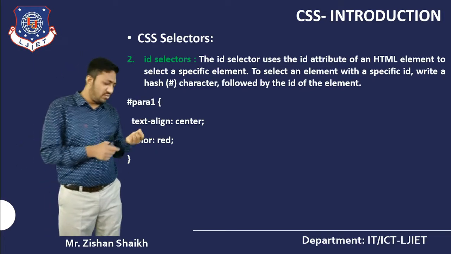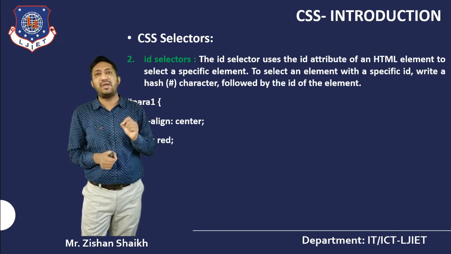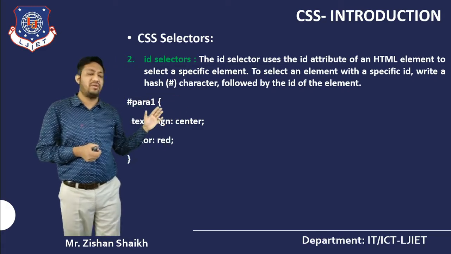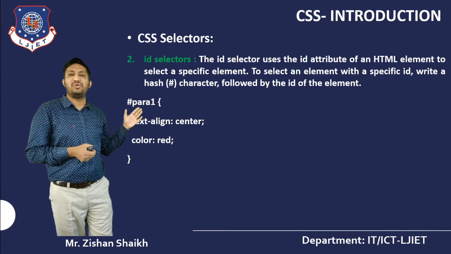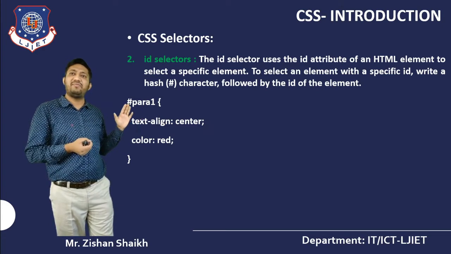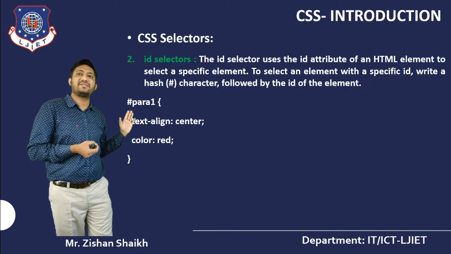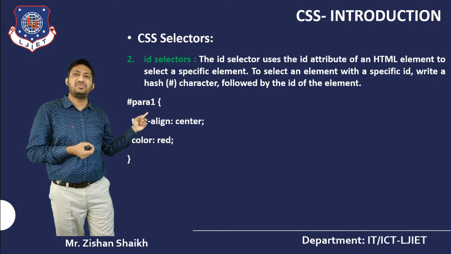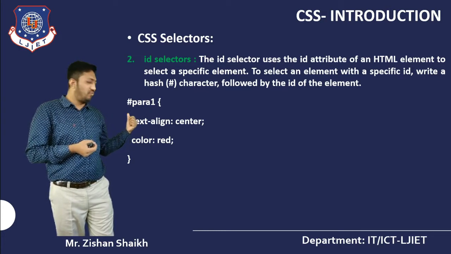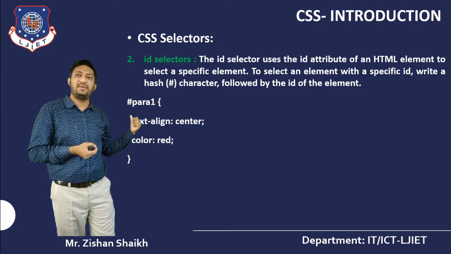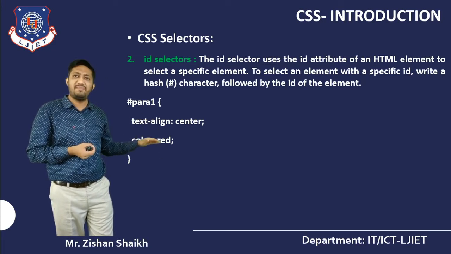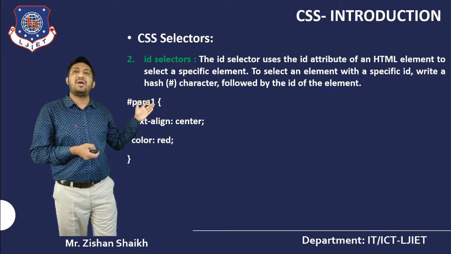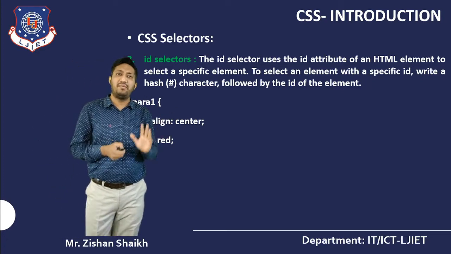So how can we identify that this is my id or this is my element? If you see, before the text you assign a hash symbol. Here the id is a name, and before that we have to write the syntax: hash para1. So para1 is my user-defined name, preceded by the hash symbol. Then in that particular block I will write my property and value, and this particular id will be assigned to the HTML tag.